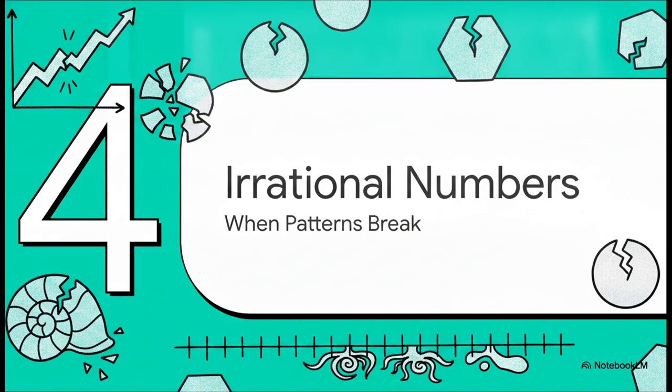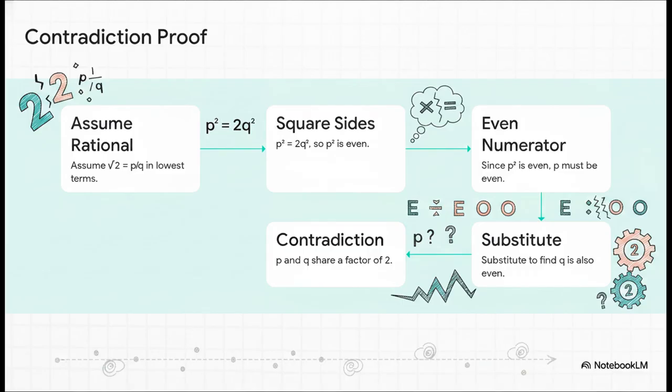Next up, Section 4, the shock of irrational numbers, when patterns break. So what happens when numbers just flat out refuse to be written as simple fractions? Well, this caused absolute shockwaves in ancient mathematics. Let's analyze the famous proof by contradiction to see why the square root of 2 can never be a fraction. We start by assuming the exact opposite. We pretend the square root of 2 is a perfectly rational fraction, p over q, in its lowest terms. But as we square both sides and follow the algebraic steps, we run into a wall.